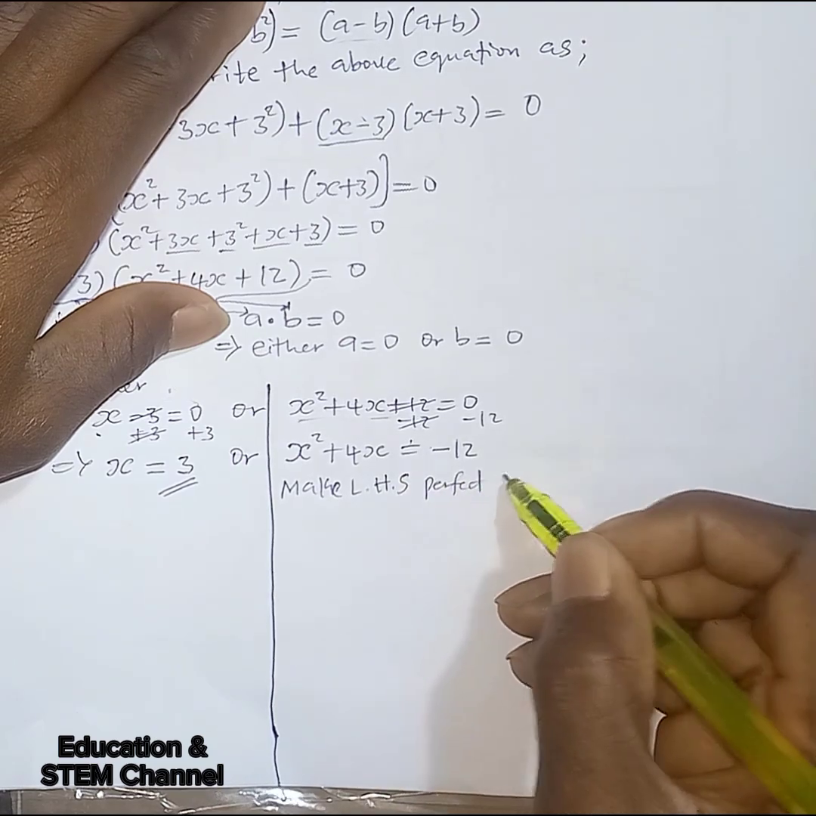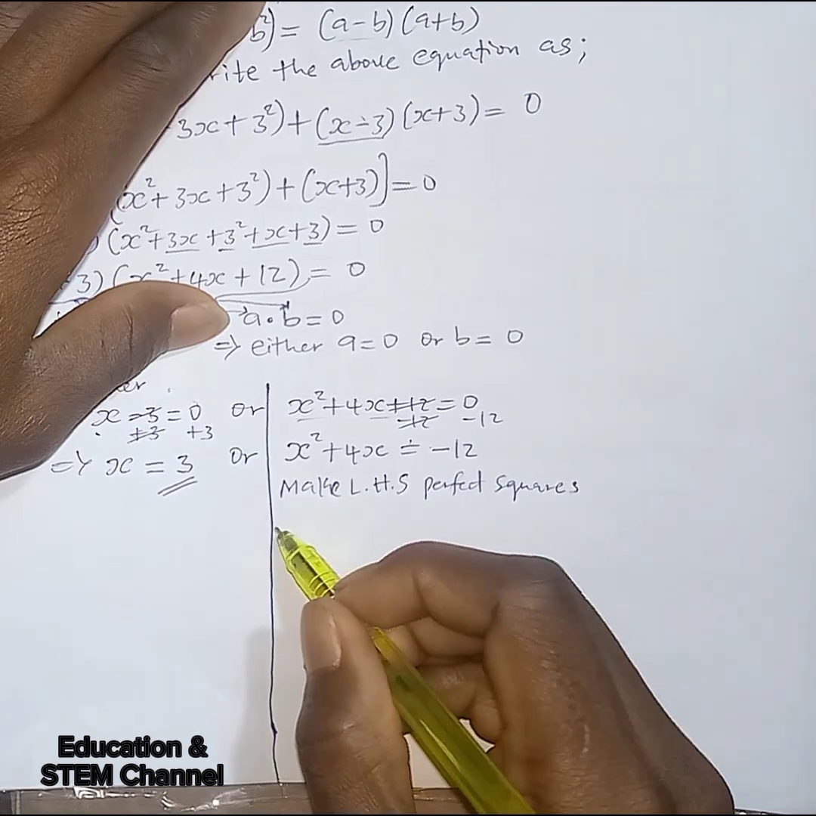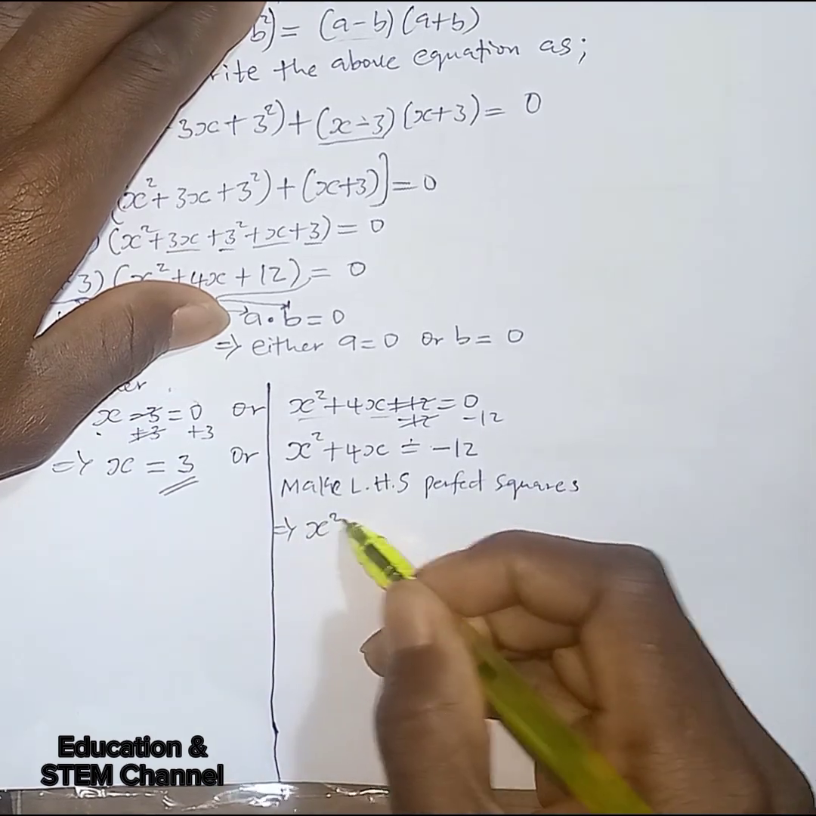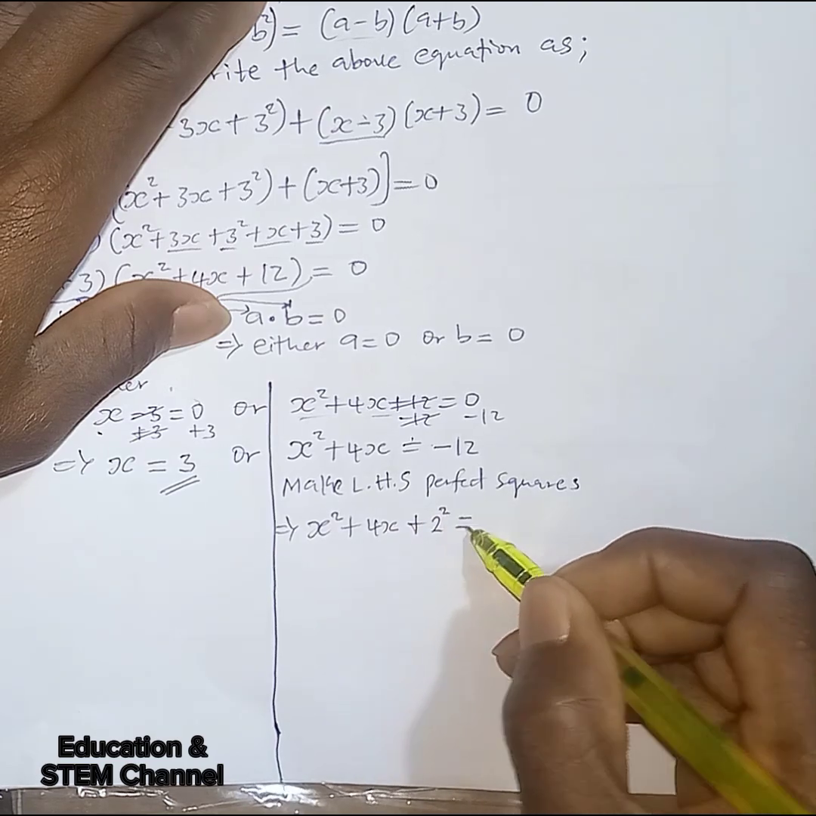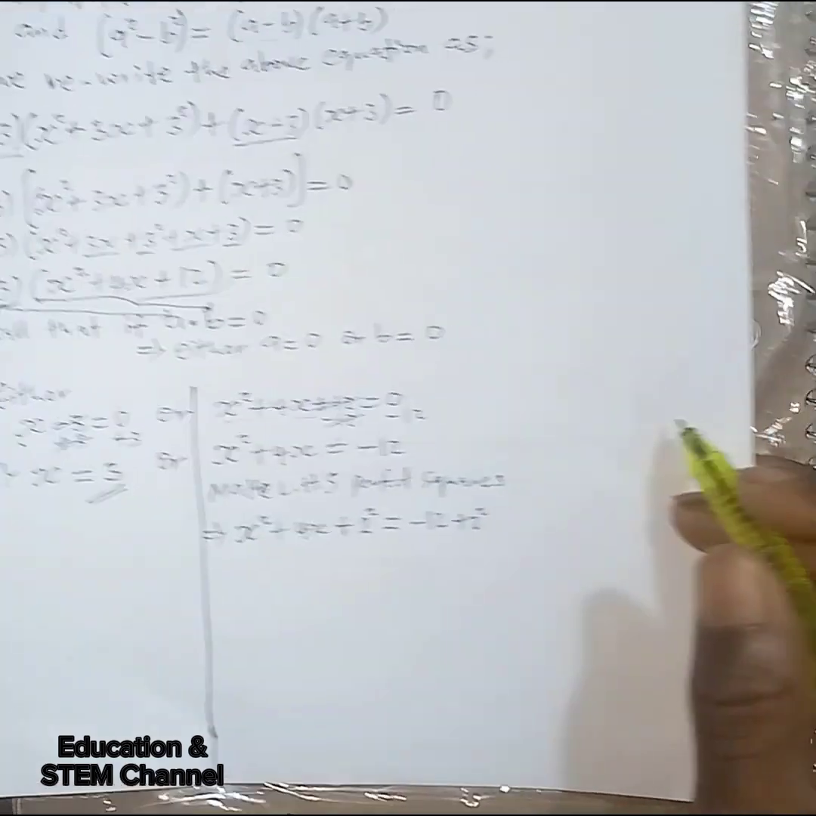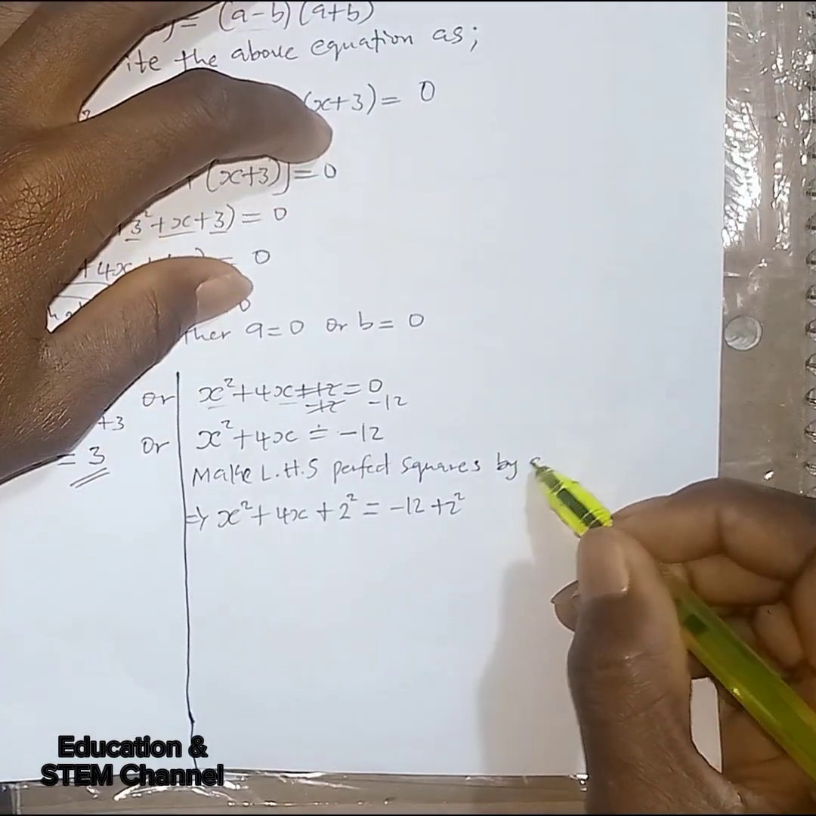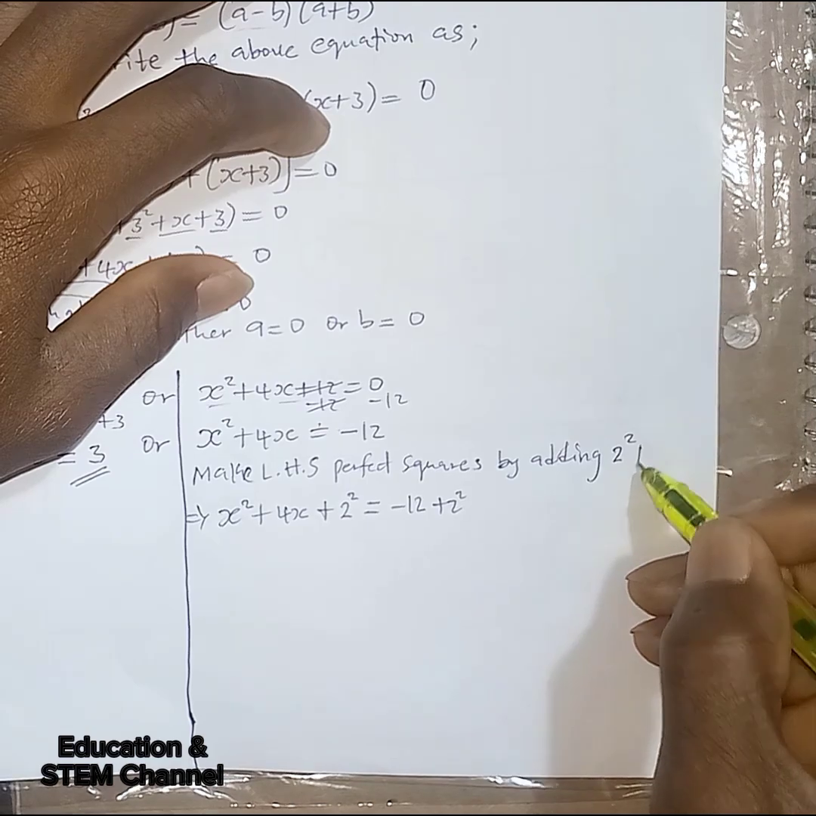Now the next thing is to express the left hand side as a perfect square so that it will be x plus something to the power 2. And in this case, we are adding 2 raised to the power 2 to both sides so that we can express that left hand side as x plus 2 all raised to the power 2. Then it will simplify the equation a bit.